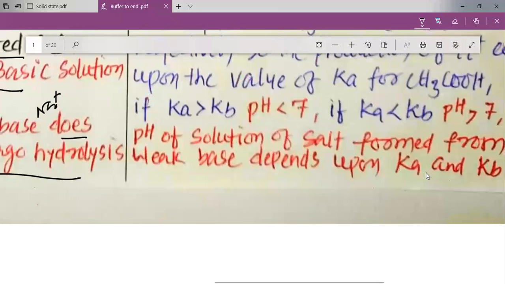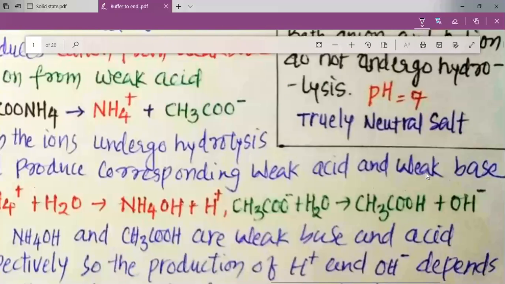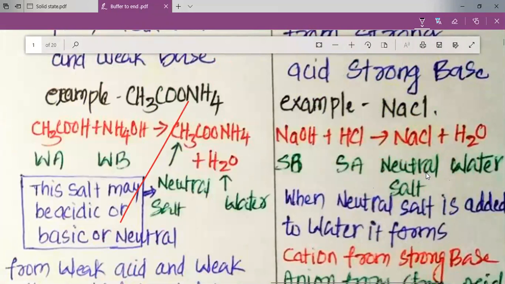The cation from the strong base, which is Na+, does not undergo hydrolysis. So this is how, my dear students, we understand the process of hydrolysis for the various types of salts.